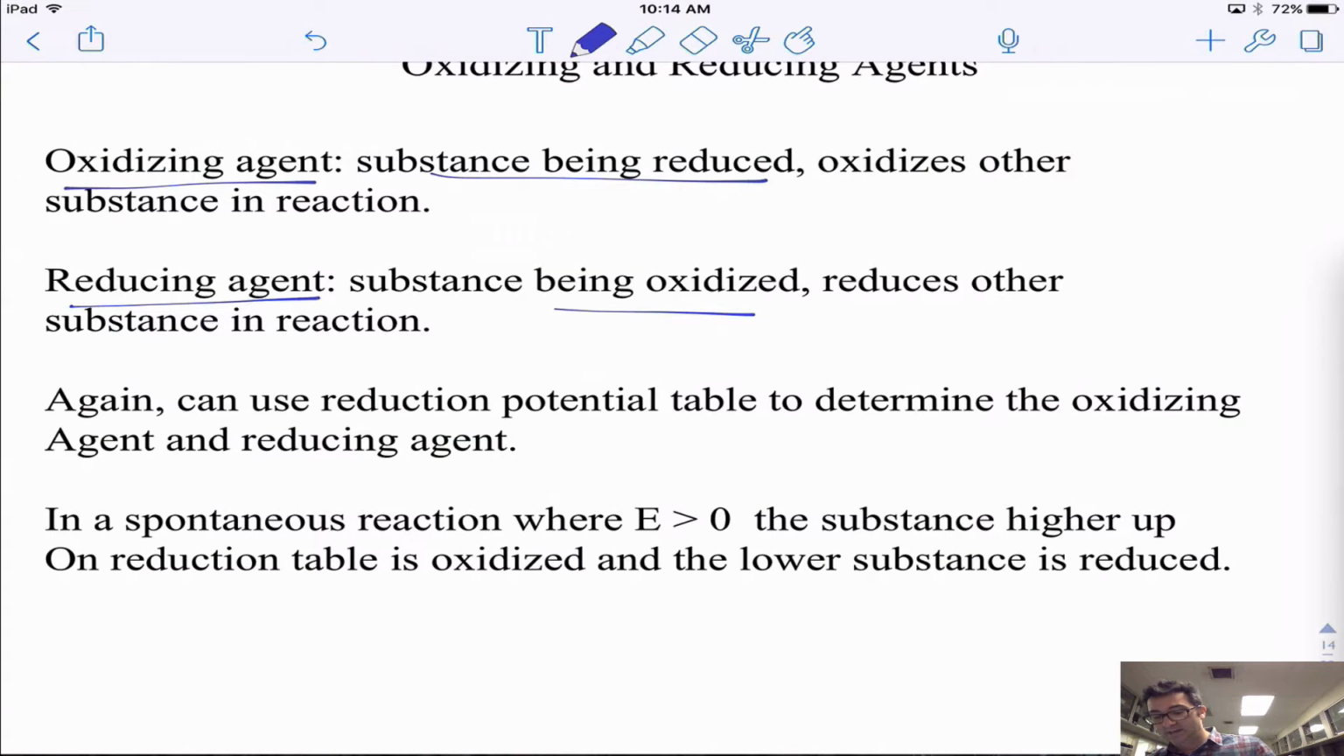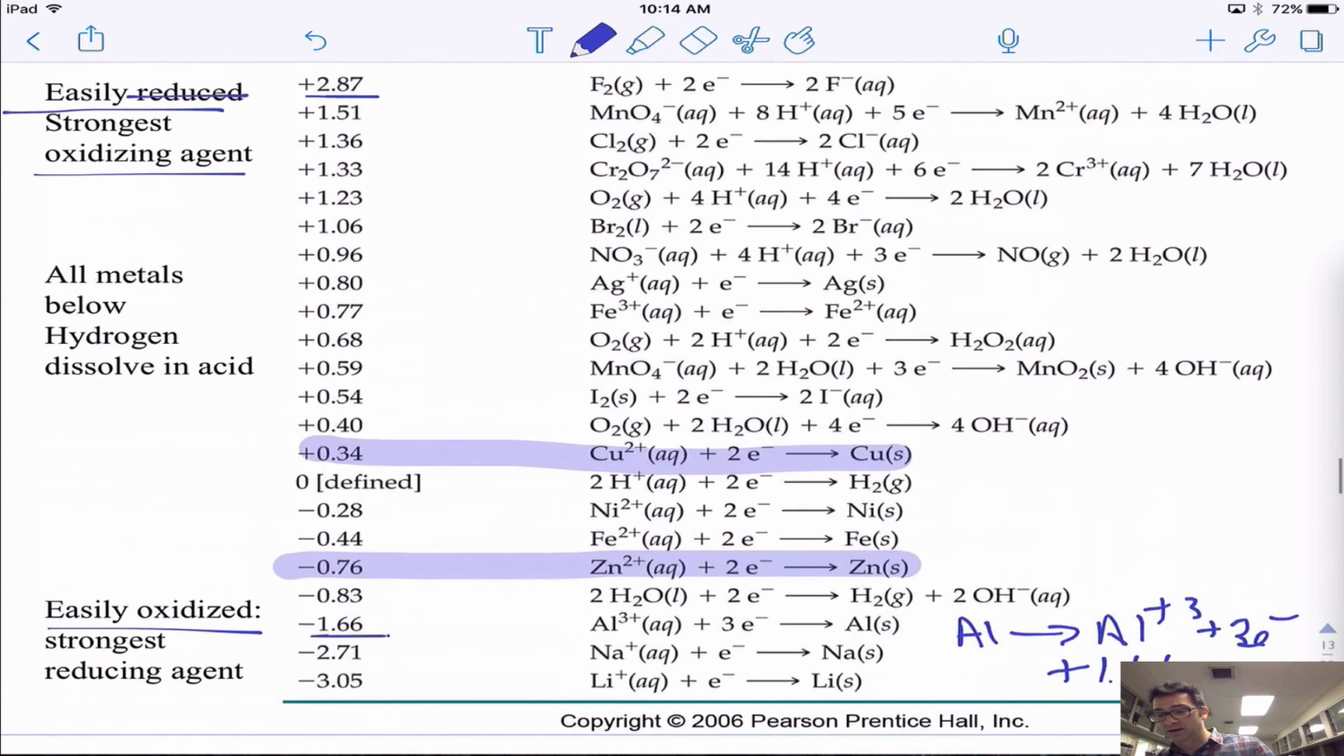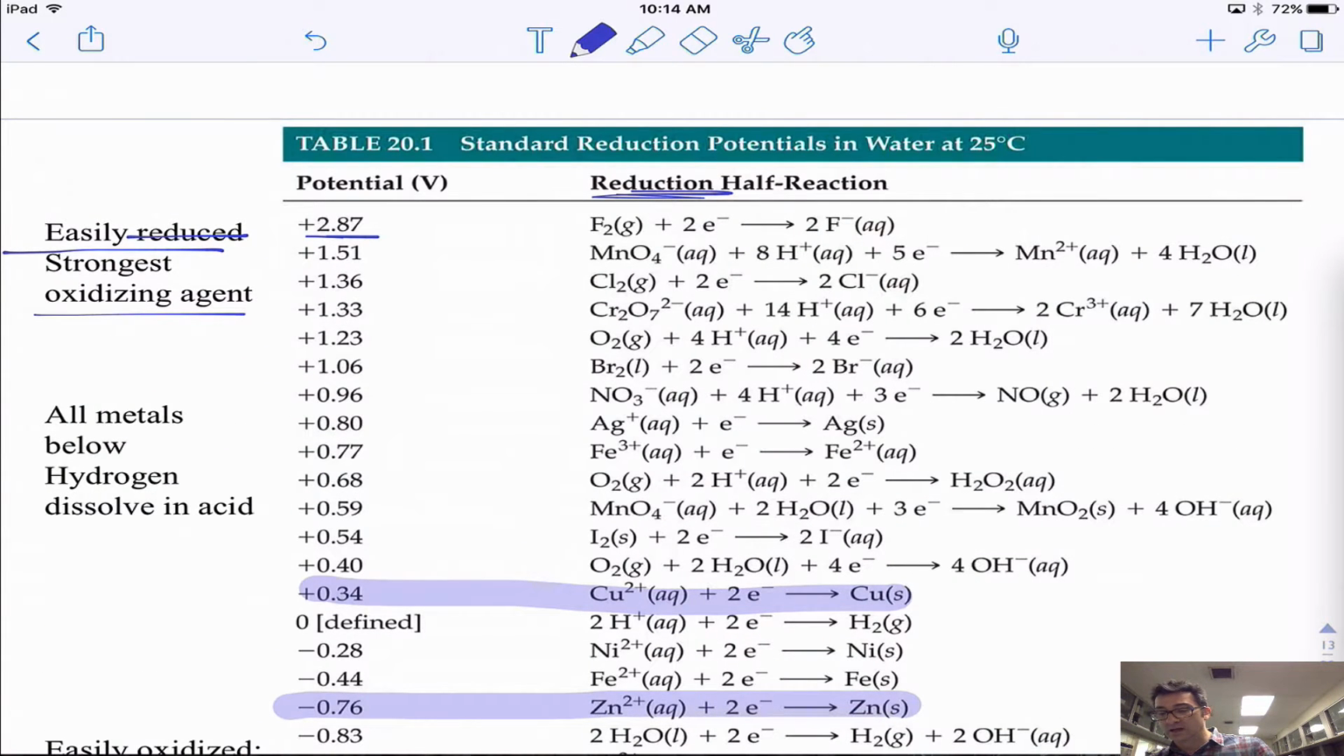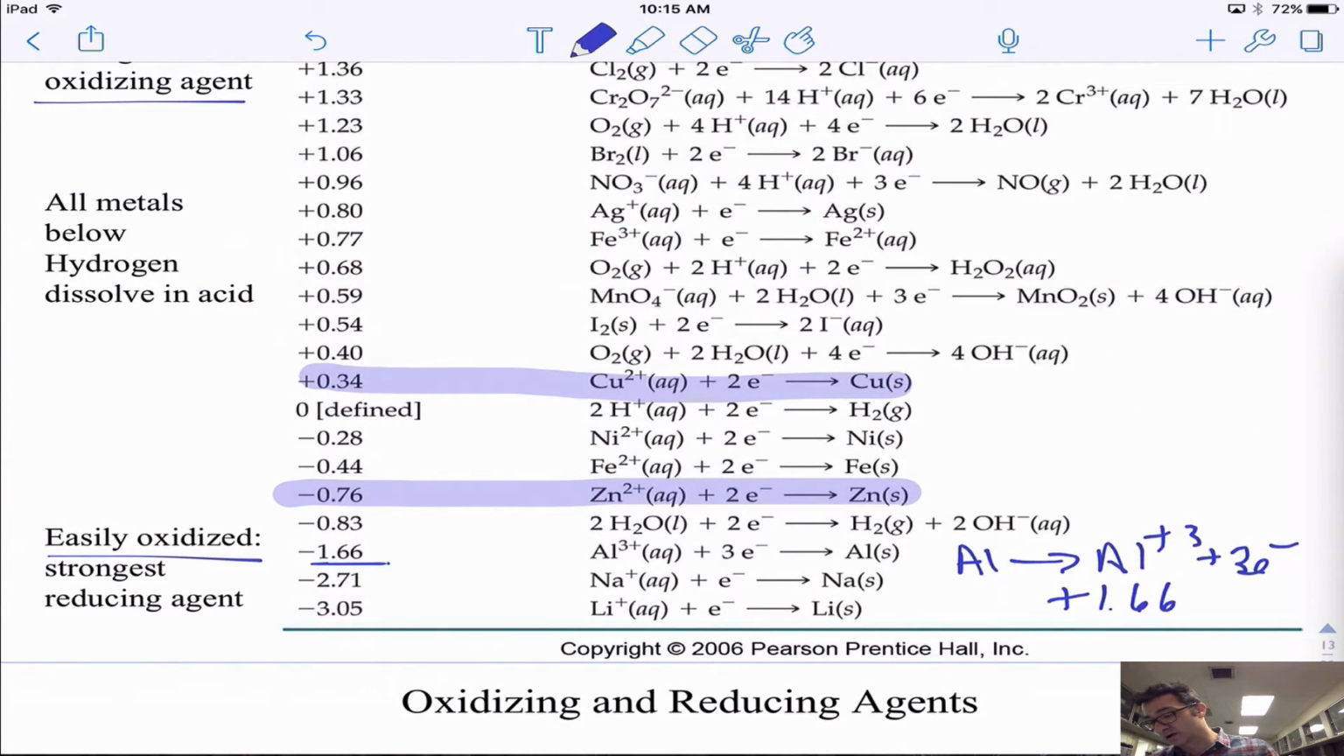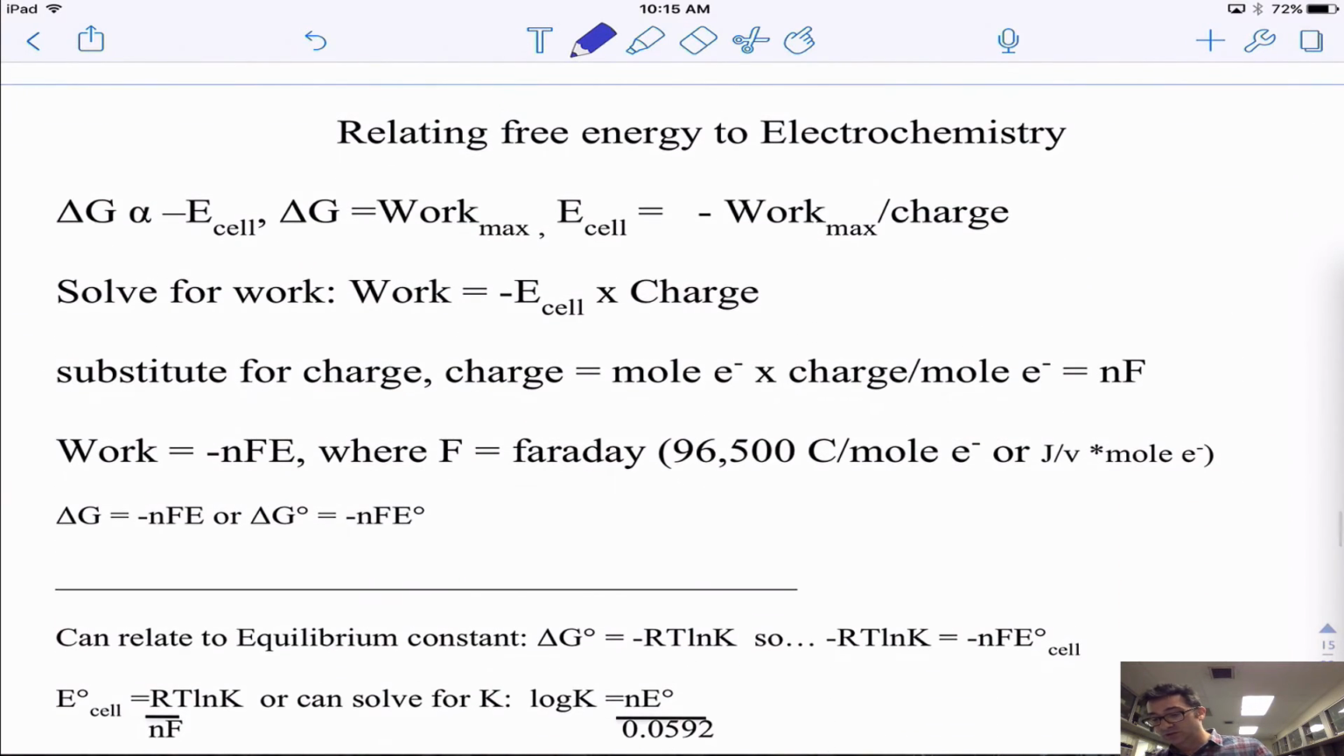If it's spontaneous, like I had mentioned before, the voltage will be greater than 0. And so generally, when we look at this table here, we'll see that the element or the half reaction that's higher up is the one that is more easily reduced. And the one that's lower down with a more negative voltage, that voltage is going to be flipped around as it's oxidized, and that one will be the one that is oxidized. One last thing I want to point out with this chart, based on the chart we can see here the hydrogen half cell. Any of the metals that are below it, in this chart at least, can be dissolved in acid.